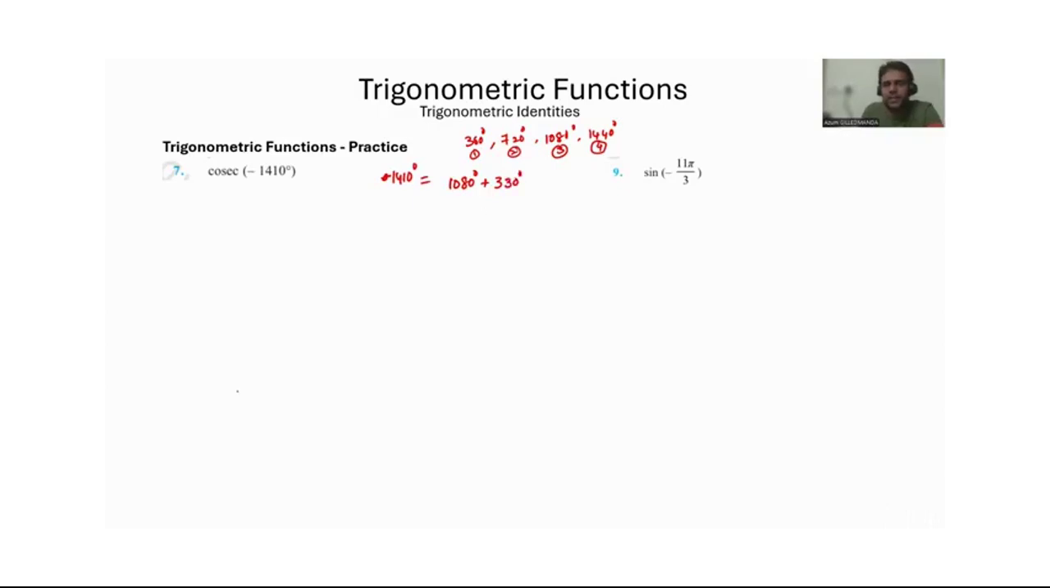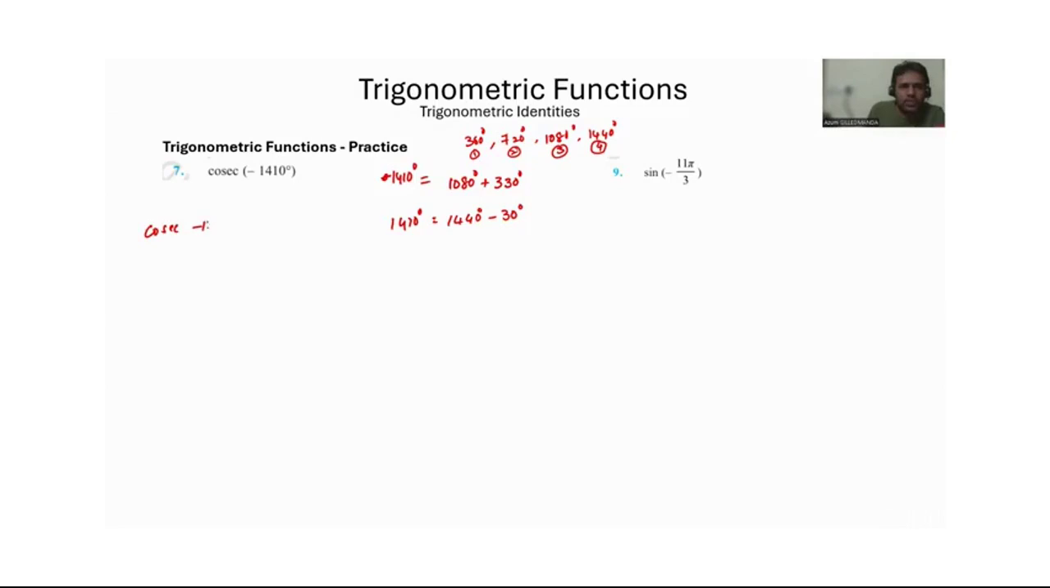I can write it like this, or I can write 1410 as 1440 minus 30. Two ways I can write, right? Three revolutions plus the remaining angle, or four revolutions minus the angle. I will use this.